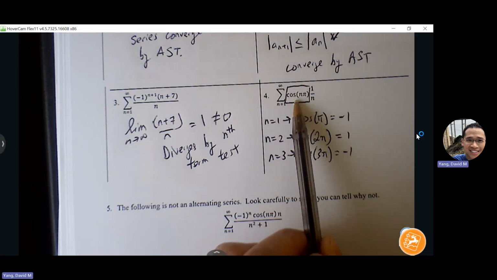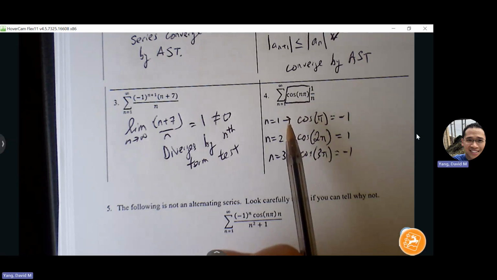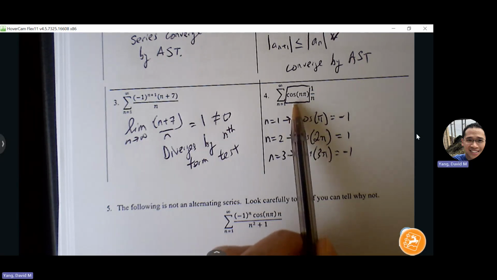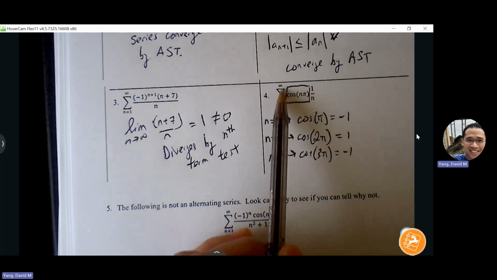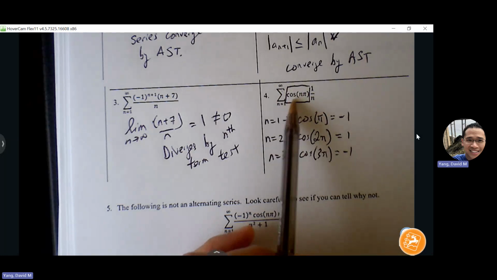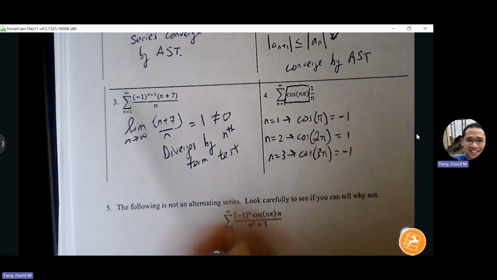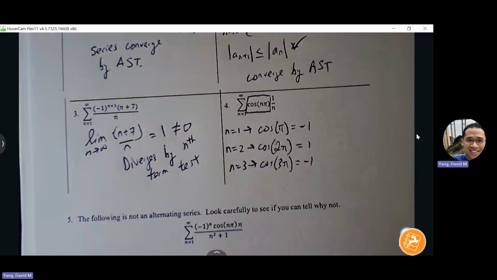Does that make sense? Now if it was sine, it would be like n/2 pi. In that case, it would be an alternator. So sometimes the alternator is hidden within a trig function. So just understand that.